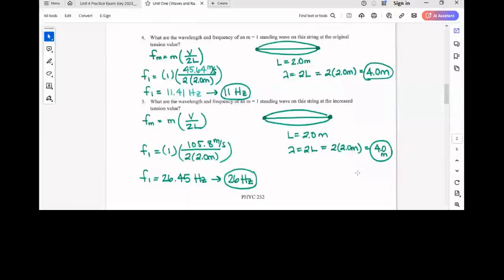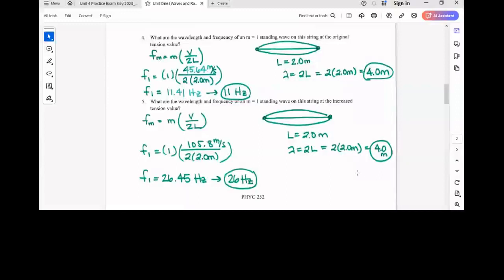So that means that half wavelengths fit onto that string. I take m times some base value, where that base value is just v over 2L, and I can figure out what any higher m value standing wave is. So I can just plug in a 1 for m, and I get 45.64 meters per second divided by 4 meters, and that is 11 hertz when you apply sig figs.